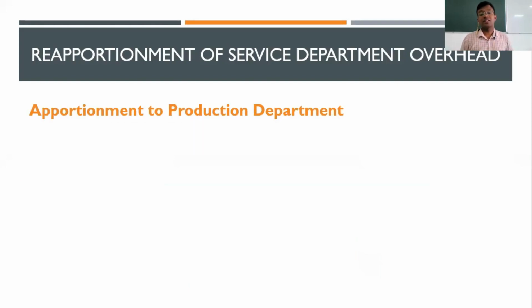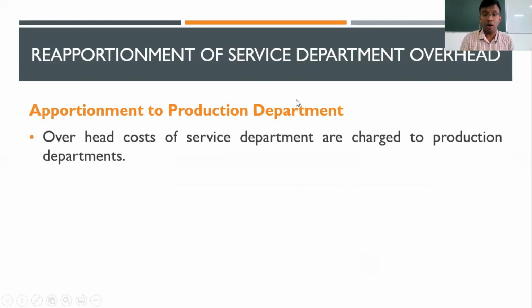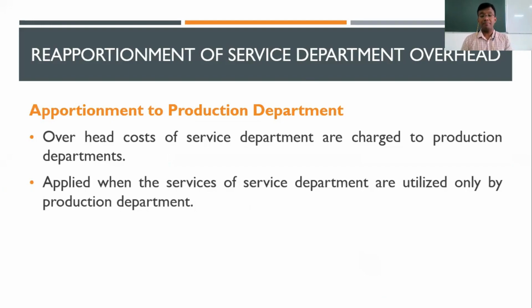So the first scenario is where we have to apportion all the service departments' overheads to production departments' overheads. Here overhead costs are charged to production departments' overhead costs. One important thing to remember is this scenario can be applied only when the services of the service departments are utilized only by production departments. Whatever services are rendered by the service department are utilized exclusively by production departments only. No other departments are involved here.